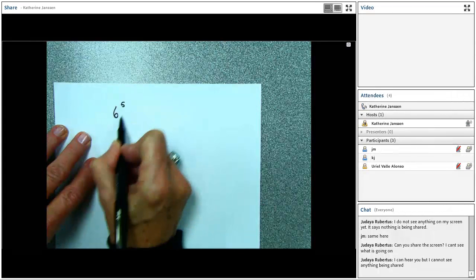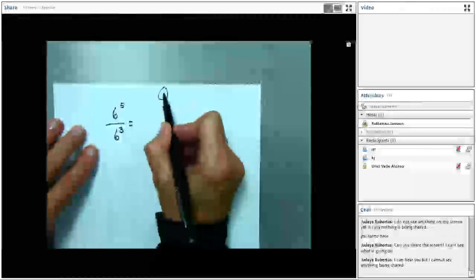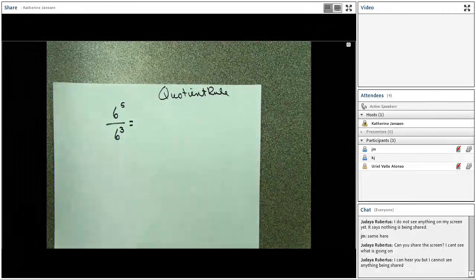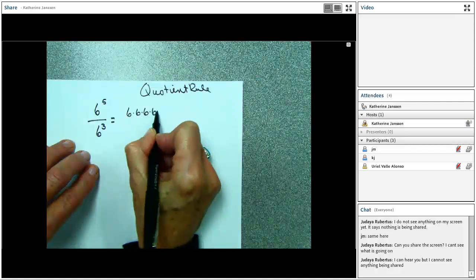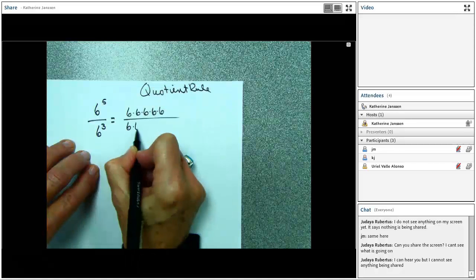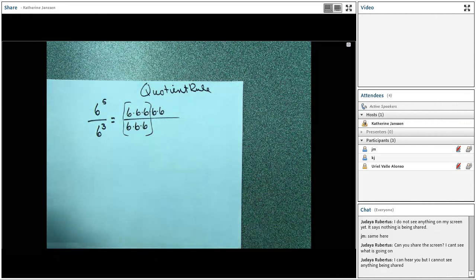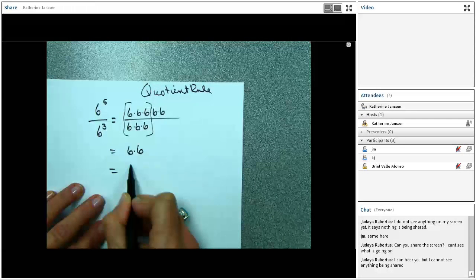Six to the 5th over 6 cubed. It's our quotient rule for exponents. Quotient is our result when we divide. Quotient rule. Let's see, 6 times 6 times 6 times 6 times 6 over 6 times 6 times 6. Right here I see another name for 1. 6 cubed over 6 cubed is another name for 1, leaving 6 times 6, which is 6 squared.